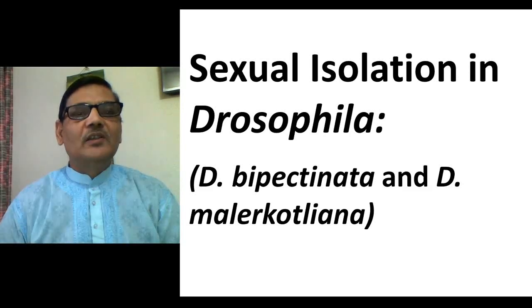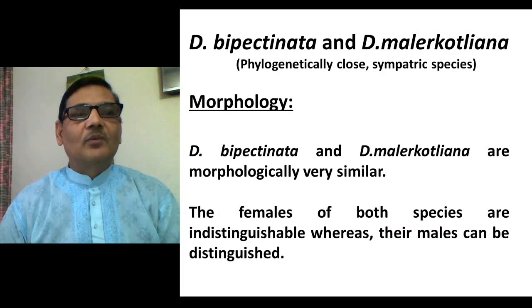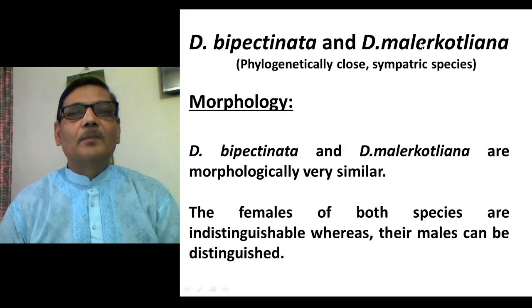We can study this aspect in two sympatric species of Drosophila, which are very common in the Indian subcontinent, and these are Drosophila bipectinata and Drosophila malerkotliana. Actually, there are four different species which come under the Drosophila bipectinata species complex. These are Drosophila bipectinata, Drosophila malerkotliana, Drosophila pseudoananasi, and Drosophila parabipectinata.